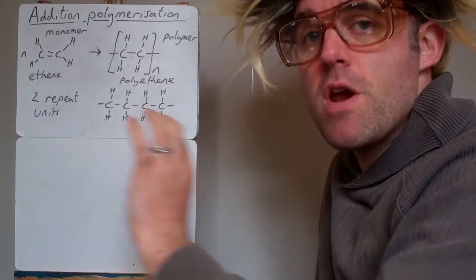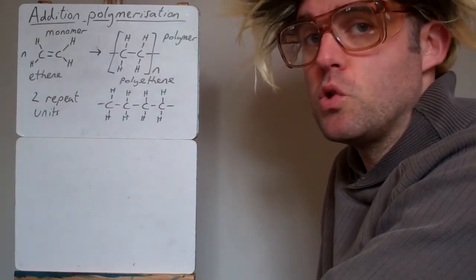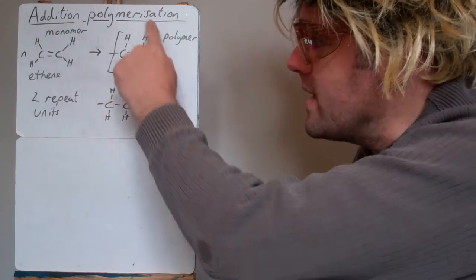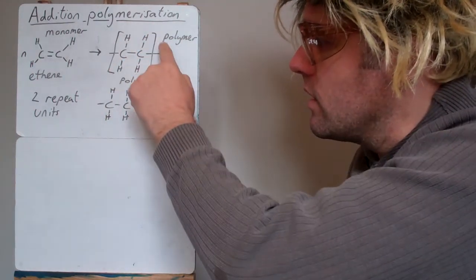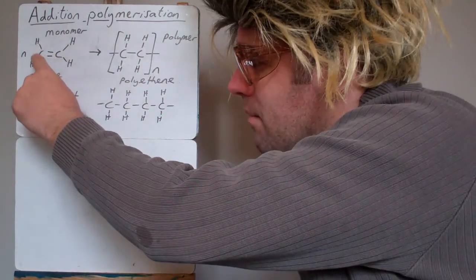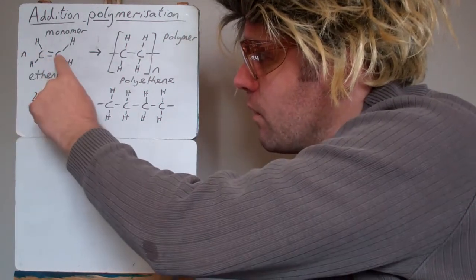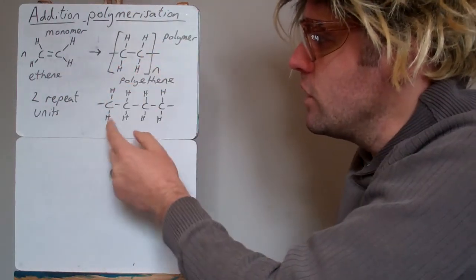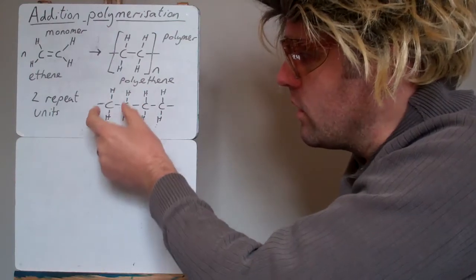A polymer is a very long chain of monomers joined together. So here, this is what we call the repeat unit. You see these square brackets. This represents a repeat unit. So what happens is the double bond breaks and a bond can carry on from this carbon and one from this carbon to another section like this. So this would be two repeat units together, like that.